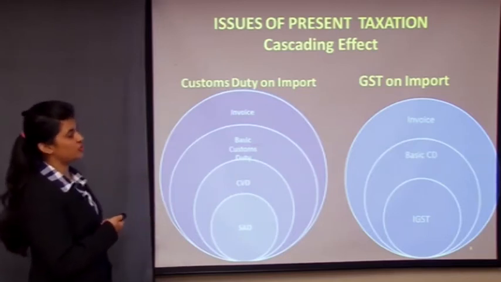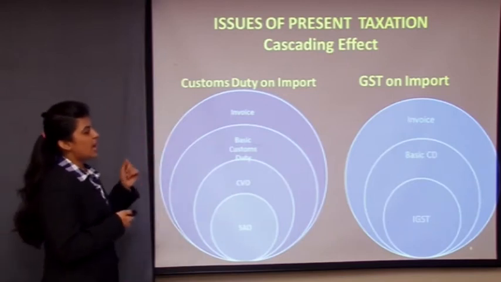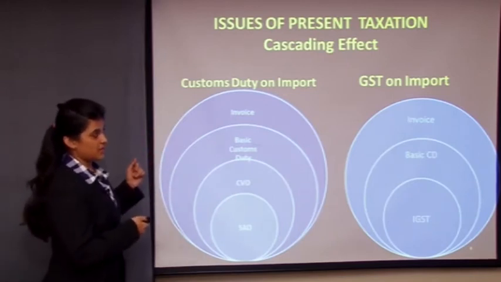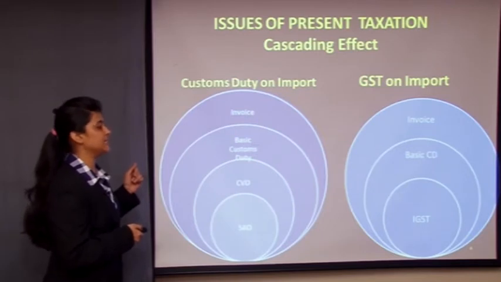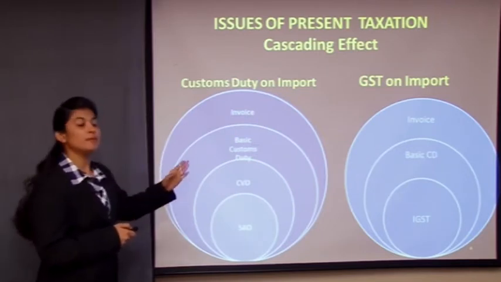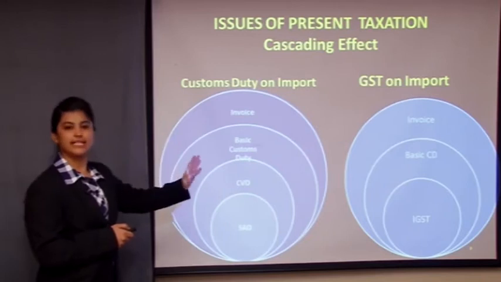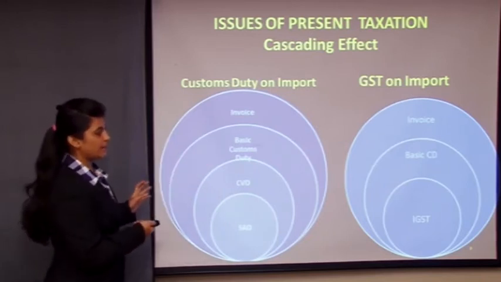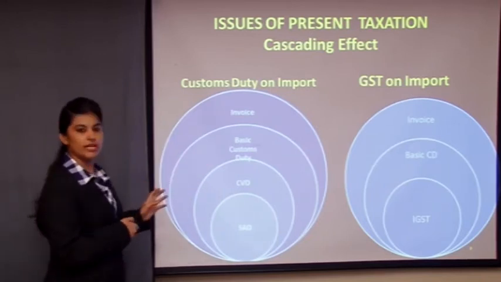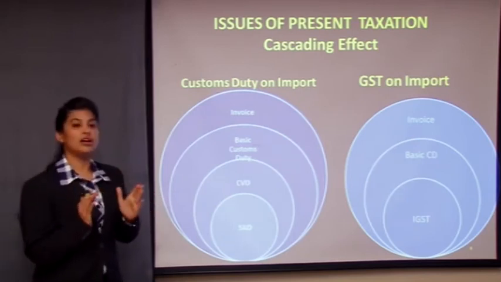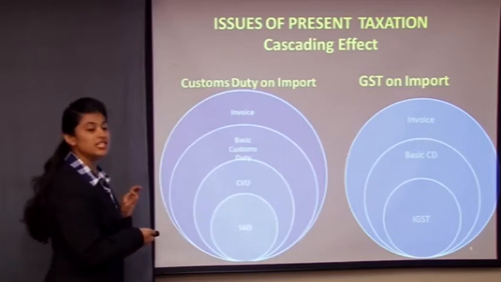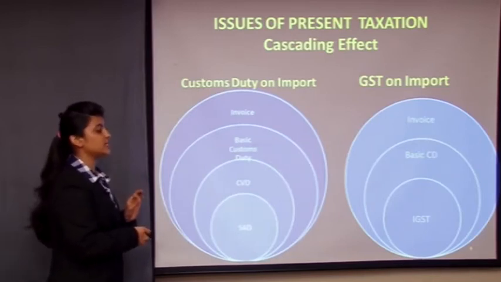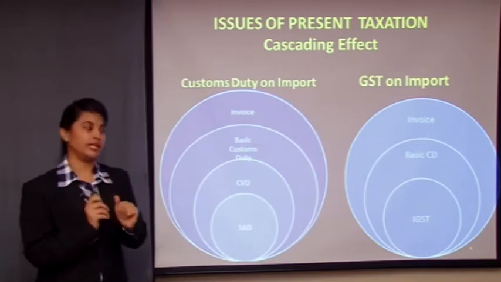Now, if I talk about GST on import, how is this going to affect? When my raw materials are coming in, on the invoice amount, my basic custom duty is going to be levied, which is not subsumed in GST, as it is the same as before GST. Basic custom duty will be added to the invoice amount, and the third tax, the only single tax, is IGST. This is going to be levied while you are importing.